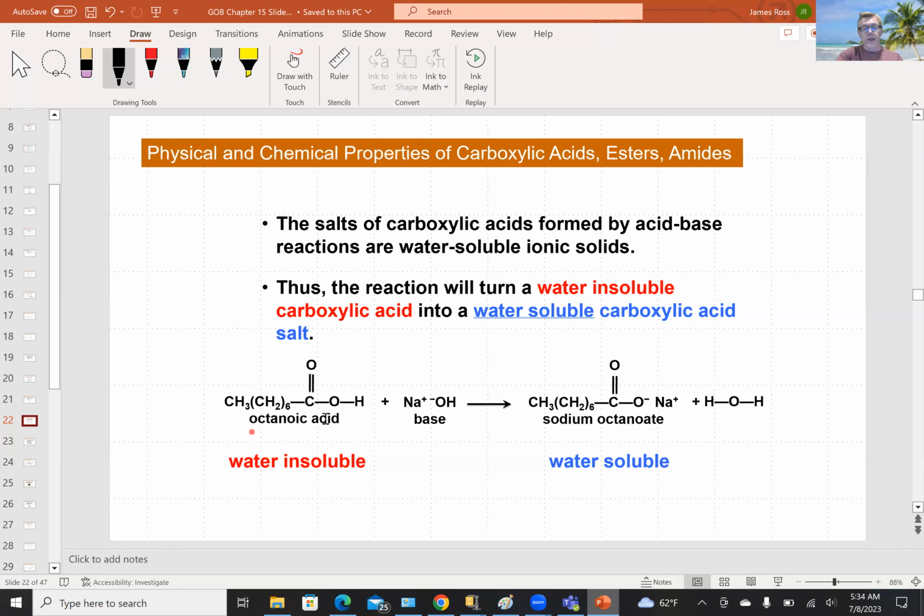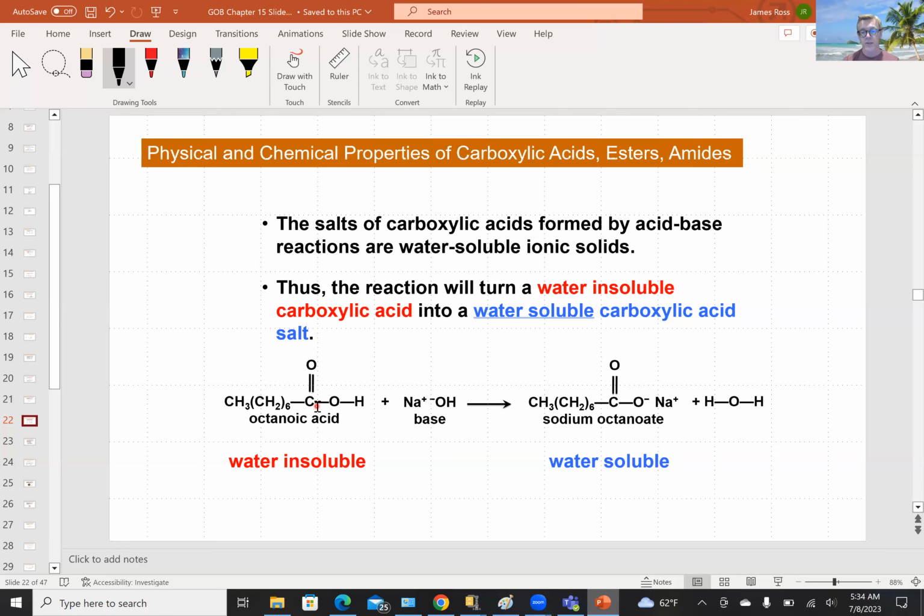If we take octanoic acid, which is a carboxylic acid, we see the suffix oic acid. Octan just means there are 8 carbons in a chain. It's insoluble because we just have a lot of carbon. We can treat that with a base and perform a neutralization. We can make the sodium salt, sodium octanoate, and water. That's our neutralization reaction. We've increased the water solubility and it's actually water soluble now.